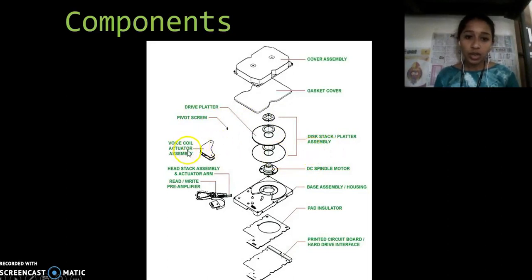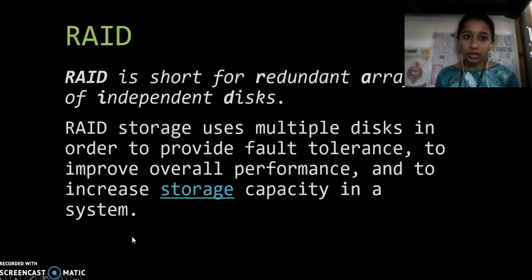Then you have the voice coil actuator assembly, then head stack assembly and actuator arm, then read or write preamplifier, DC spindle motor, base assembly or housing, pad insulator, printed circuit board, hard drive interface. These are the components of the hard disk.